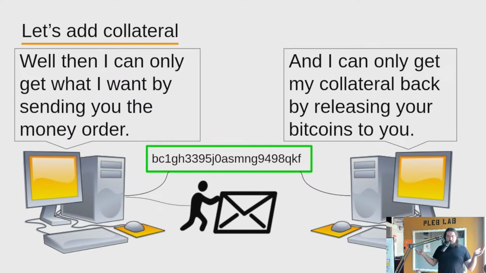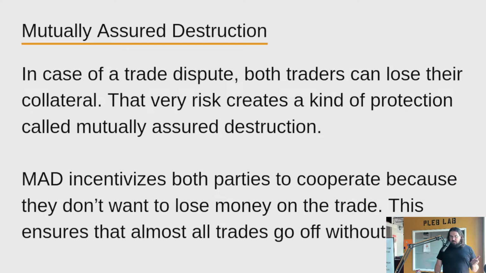So here's what happens. I can only get what I want by sending you the money order. If you're my counterparty, you can only get your collateral back by releasing the Bitcoins to me. And there is a thing called mutually assured destruction that happens in this situation. So if there's a trade dispute, if you try to hold my Bitcoins hostage, this creates a very risky situation for you as well as for me. You're going to lose money because you're not going to get your collateral back. And that's called mutually assured destruction.